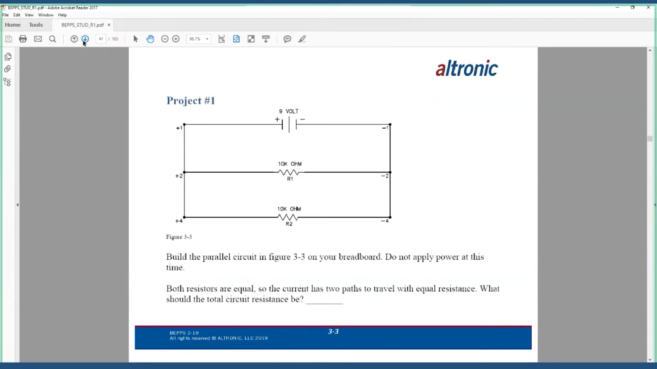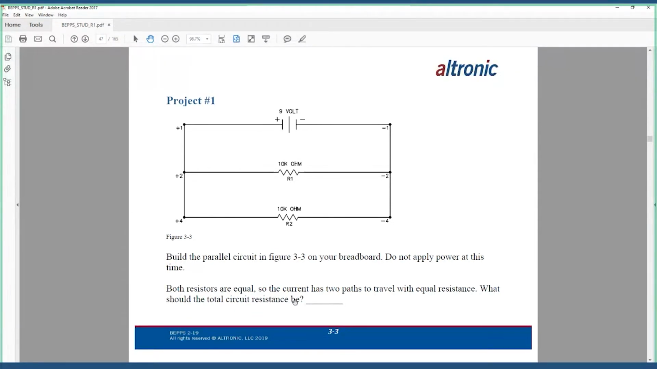And we'll go to the first project. And it looks pretty simple. So what we've got right here is a very, very simple circuit, 9 volts. Our first branch or leg of the parallel circuit is 10,000 ohms, and our second one is 10,000 ohms, so they're both equal. So what we want to do is build the parallel circuit in this figure on your breadboard and don't apply power at this point.